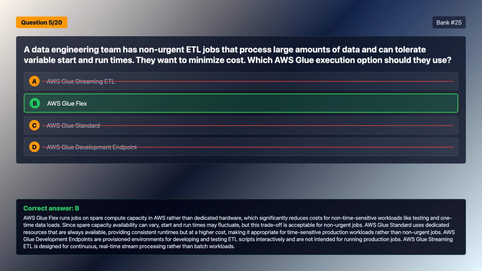AWS Glue Standard uses dedicated resources that are always available, providing consistent runtimes but at a higher cost, making it appropriate for time-sensitive production workloads rather than non-urgent jobs. AWS Glue development endpoints are provisioned environments for developing and testing ETL scripts interactively and are not intended for running production jobs. AWS Glue Streaming ETL is designed for continuous, real-time stream processing rather than batch workloads.